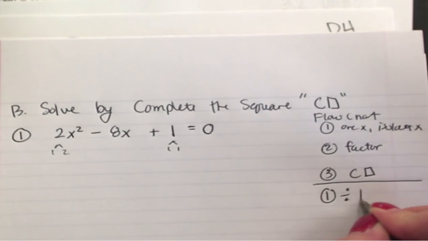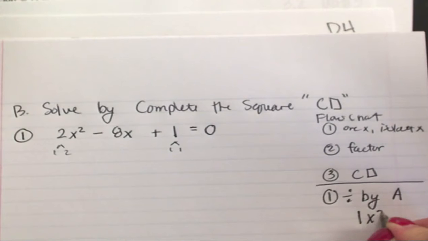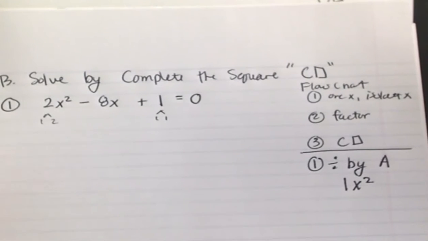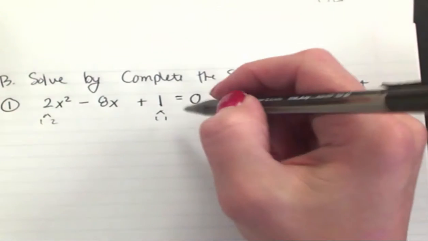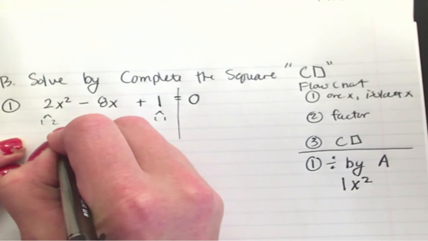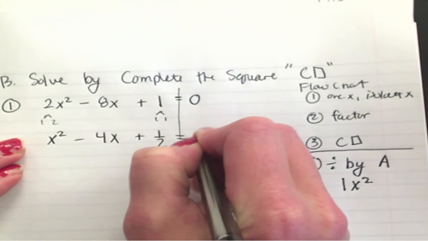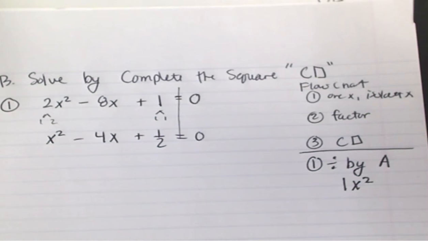Divide by a. I need to have a 1x squared in front. So notice that it's a 2. This doesn't work if there's a 2 in front. So property of equality, divide both sides by 2. Yeah, I know it didn't divide evenly, guys. You're gonna have to do it. Okay.